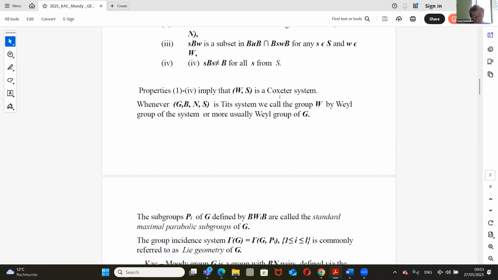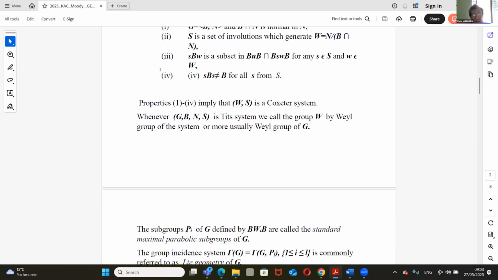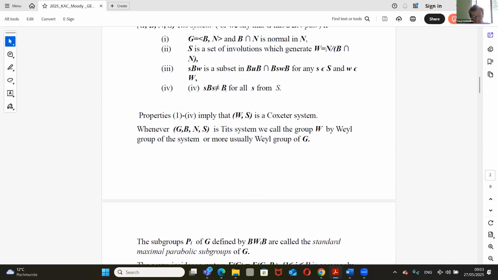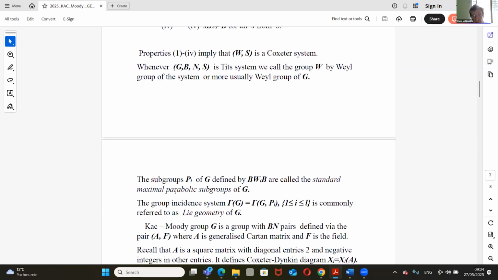So now the geometry. With each BN pair or Tits system, we can associate a geometry, which defines subgroups P_i in the form B W_i B, with W_i already defined. They are called standard maximal parabolic subgroups of G. They are really maximal subgroups here. And we can consider the group incidence system Gamma(G) as just the totality of left cosets of the P_i in G.